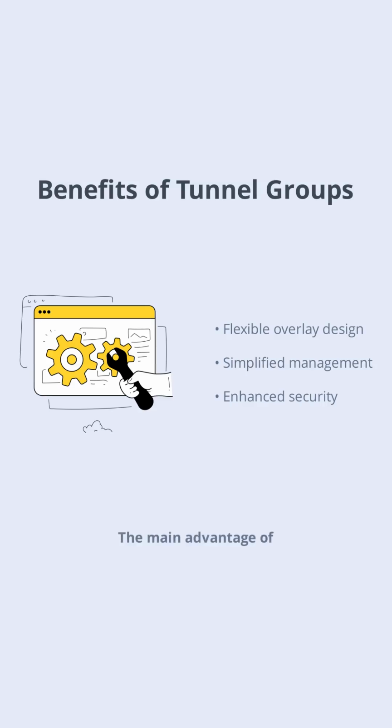The main advantage of tunnel groups is flexibility. You can design your overlay topology to match your organization's structure, security policies, or performance requirements. Whether you need to segment traffic between business units, isolate sensitive data, or optimize routing, tunnel groups make it possible. They also simplify management by reducing the number of unnecessary tunnels, making your SDWAN easier to monitor and troubleshoot.